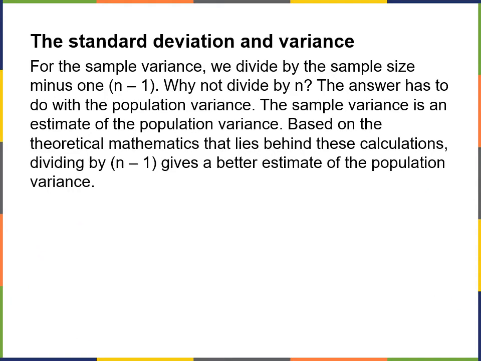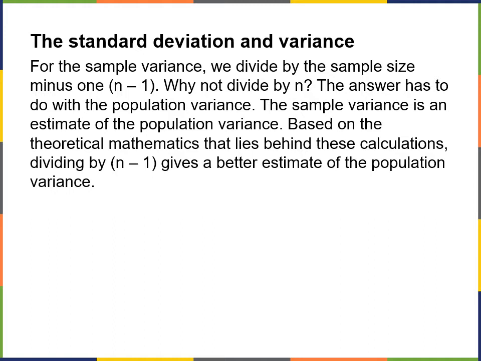Now, the main reason why we divide by n minus 1 instead of n for the sample standard deviation really has to do with the sample variance. What we always want to do is use our sample values to estimate our population values, and we want our sample values to really reflect what's happening in the population.